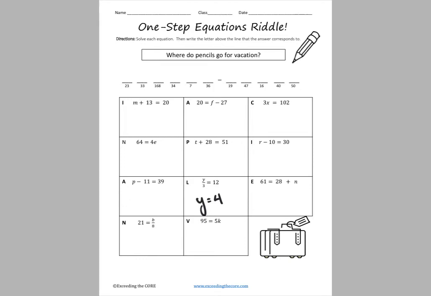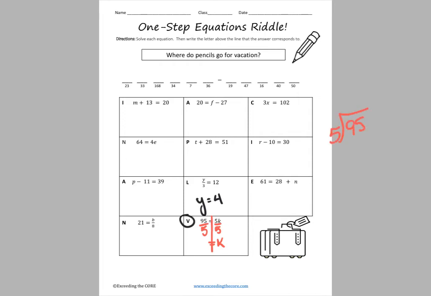Let's do this one right here, V. 95 equals 5k. Well, remember that 5k means multiplication. So after I build my wall, I'm going to divide by 5 on both sides. And then after I divide by 5, I'm left with k over here. And then over here, I'm taking 95 divided by 5. Well, I'm going to do scratch math, because I'm not crazy smart about that.